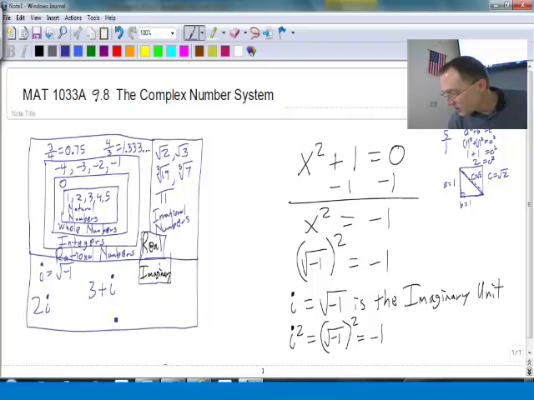Or we could say 3 plus 2i. That's imaginary. And the real numbers don't have to be nice. They could be irrational. We could say the square root of 2 plus pi i. We won't, don't worry. But we could. And that would be an imaginary number. Square root of 2 plus pi i.